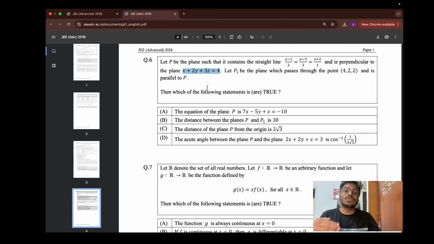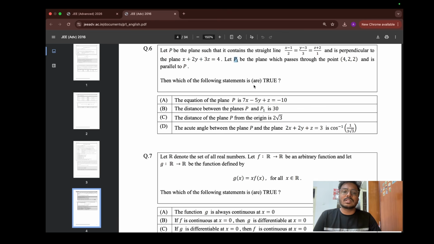Once you have the equation of plane P, the equation of plane P1 will differ only by the constant term, since these two planes are parallel to each other. Then you just have to plug in this point to find the equation of plane P1. So this is just a straightforward approach, nothing tricky here. These sorts of problems are there everywhere. You pick any good reference book and you'll be able to find this problem, maybe with different values.